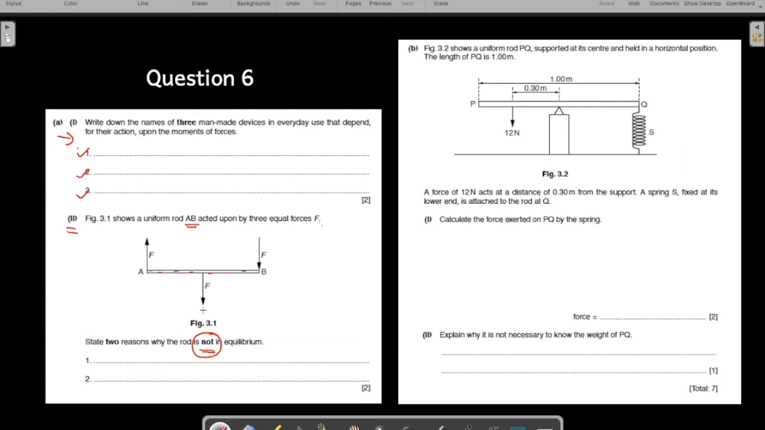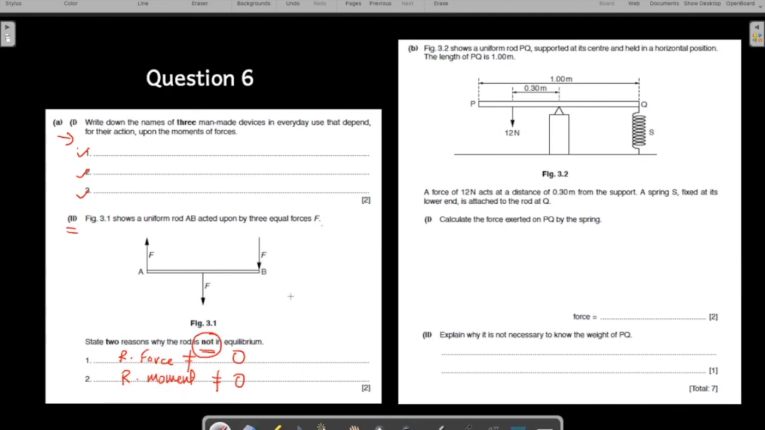Let us see the resultant force. Total downward force is 2F, the sum of this and this. Total upward force is F. So the resultant force is not equal to 0. Similarly, the resultant moment is not equal to 0. Why is the resultant moment not equal to 0?